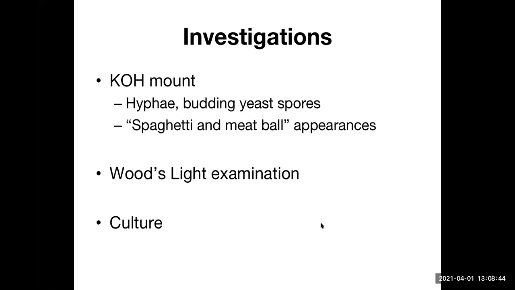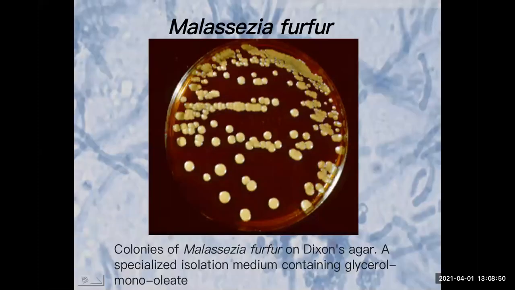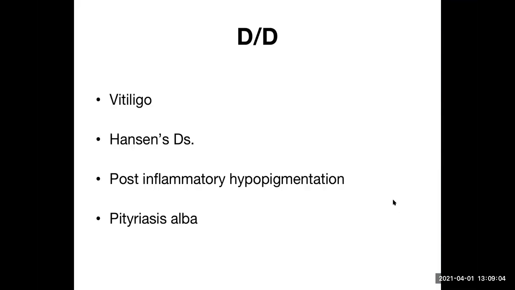Culture can be done, but this is not routinely done in clinical practice. So see this? These are colonies of Malassezia furfur on Dixon agar. Okay, it is only of theoretical importance. Practically, the spaghetti and meatball appearance with that classical clinical feature is enough for us. Now, what are the differential diagnoses of Tinea Versicolor?